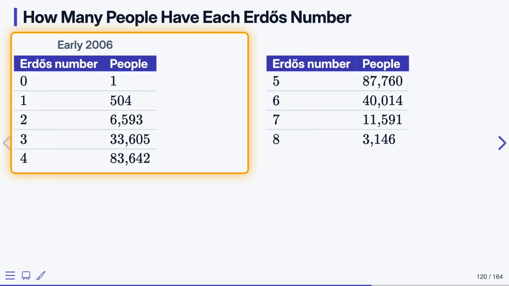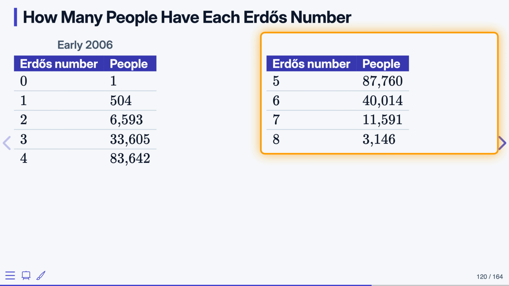The table shows how many people have each Erdős number. Read it from the top left. Only one person has number 0, and that is Erdős himself. 504 people have number 1, so they wrote a paper directly with him. Then the numbers grow fast. About 6,500 at distance 2, about 33,000 at 3, about 83,000 at 4. The peak is at 5, with almost 88,000 people. After that, the numbers fall away again. Very few mathematicians are further than 8 steps from Erdős.